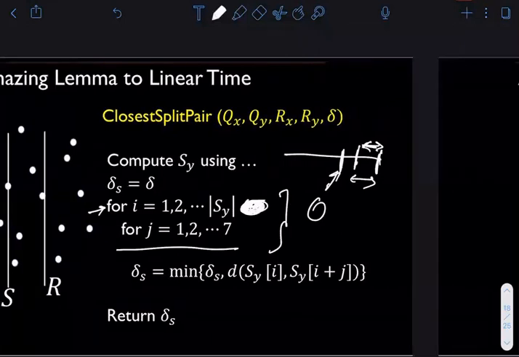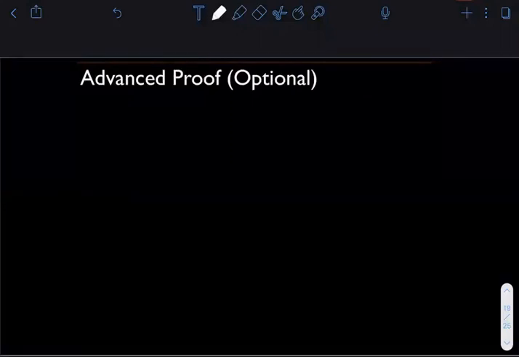Okay. So I wanted to show you another proof of this same fact, but I don't think I have time to do that. I don't think we have enough time to do that.